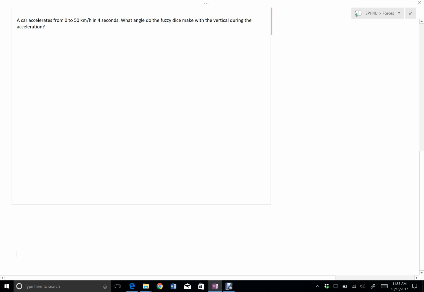Okay, accelerated frame of reference question. A car accelerates from 0 to 50 kilometers an hour in 4 seconds. What angle do the fuzzy dice make with the vertical during the acceleration?